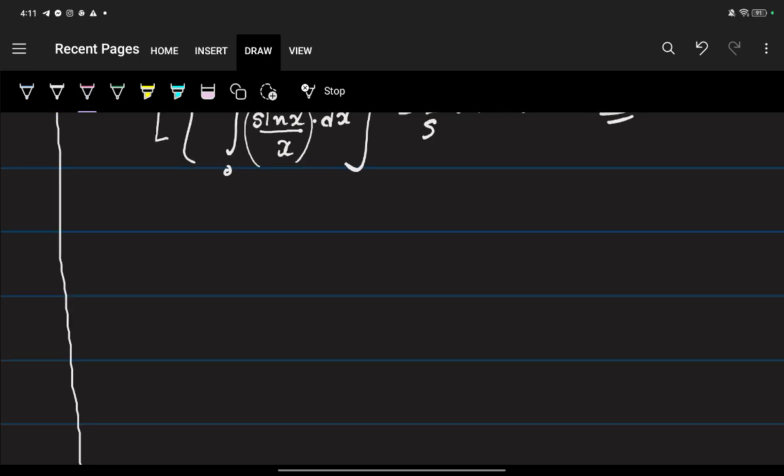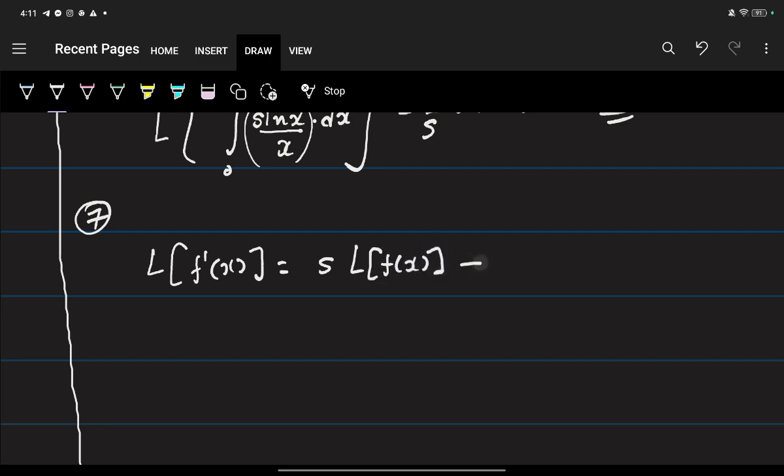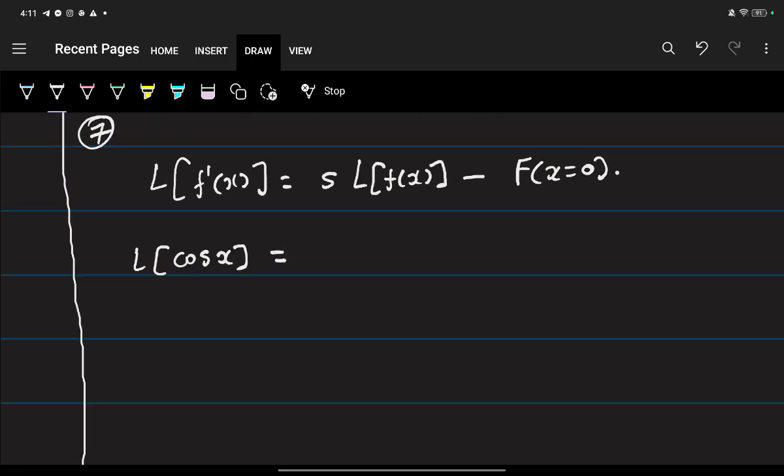That is the Laplace transformation of a derivative. So the Laplace transformation of a derivative is given as s multiplied by the Laplace transformation of the function, minus the value of that function at x equal to 0. For example, if we want to find the Laplace transformation of cos x, cos x is the differentiation of sin x, right? So this is our f of x. So f at x equal to 0, in this case, will be 0, right?